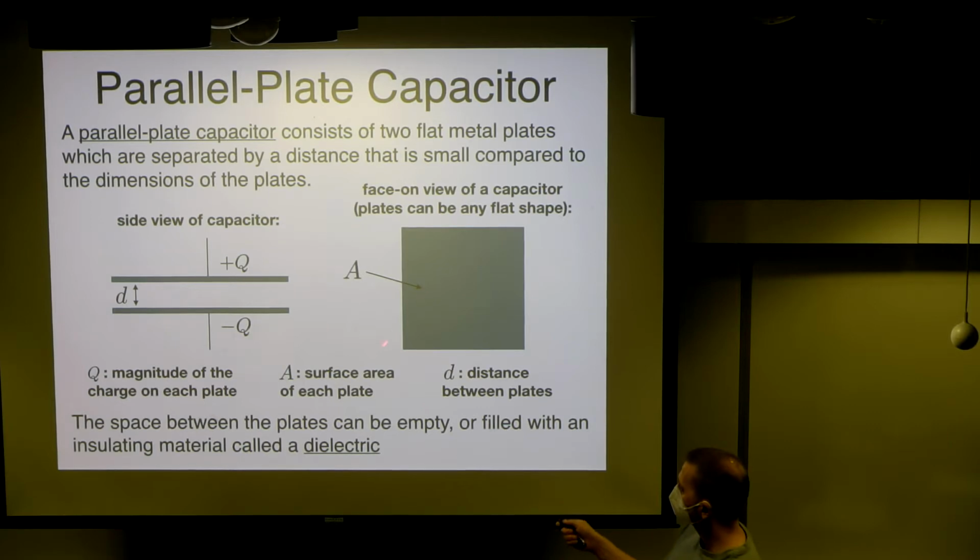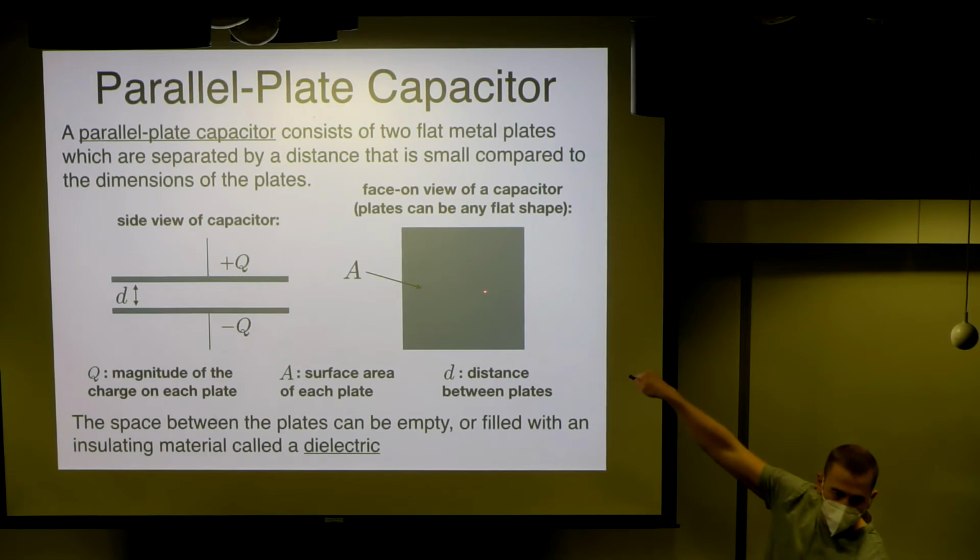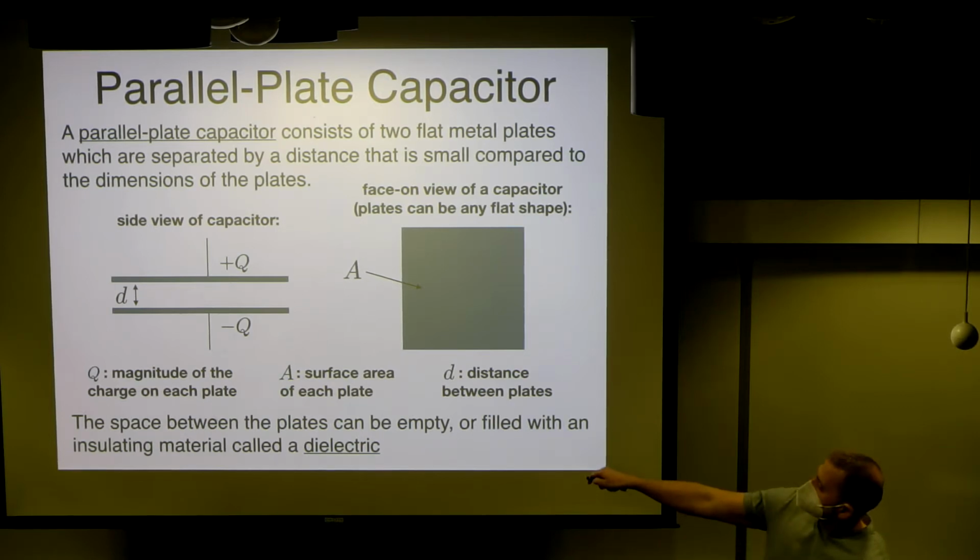Okay. What also comes into play, as we'll see in our equations, is the area of each plate. So that's just the surface area of whatever this metal sheet is. Doesn't have to be square, by the way. It could be circular, but it has some sort of area to it. Okay, last thing to say about this.